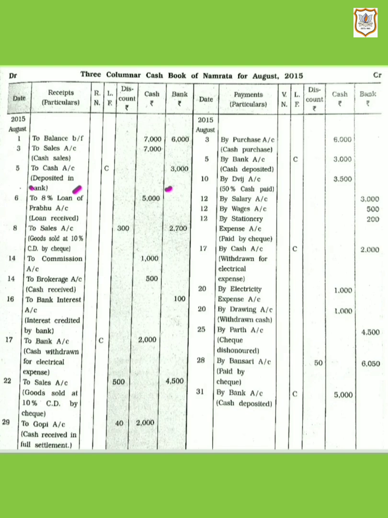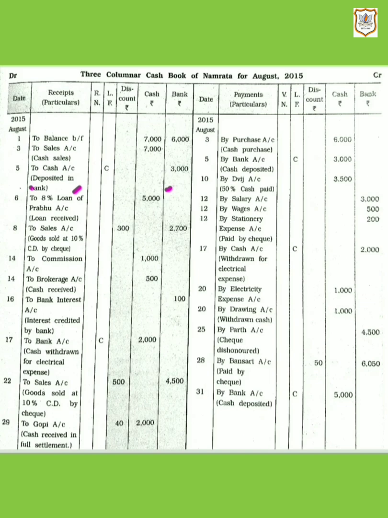The next transaction, date 8th, goods of rupees 3,000 sold to Mansi at 10% cash discount. Mansi issued a check of the necessary amount which is deposited in the bank. Here goods have been sold for rupees 3,000 at 10% cash discount. So as we are selling goods, this transaction will be recorded on the debit side, and as we are receiving payment through check, here we will record it in the bank column.